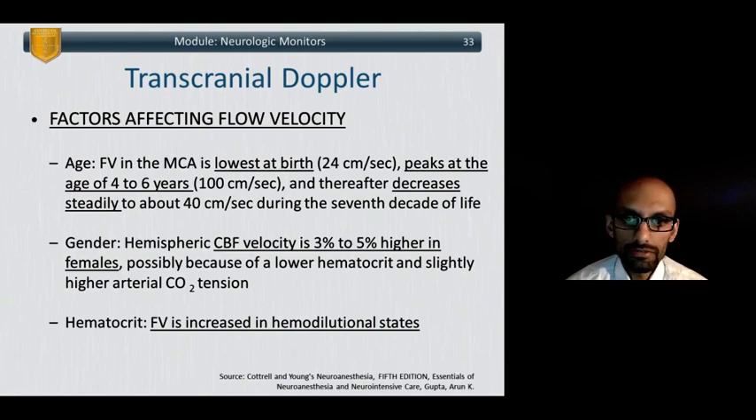So, factors affecting the flow velocity. Age: flow velocity in the middle cerebral artery is lowest at birth and peaks at around 4 to 6 years of age, and thereafter decreases steadily to about 40 centimeters per second during the 7th decade of life. Gender: hemispheric cerebral blood flow velocity is about 3 to 5% higher in females, possibly because of relatively lower hematocrit and slightly higher arterial CO2 tension. And hematocrit itself: flow volume is increased in hemodilutional states. So whatever your patient's current hemoglobin is matters, because the higher the hemoglobin, the higher the hematocrit, the higher the viscosity of blood flow.